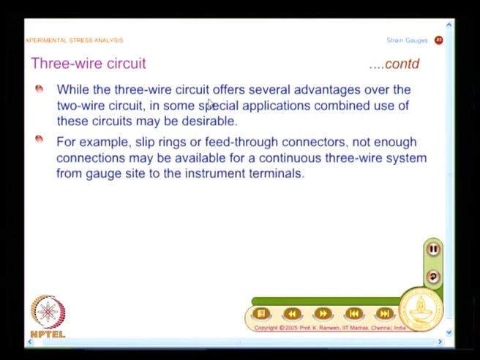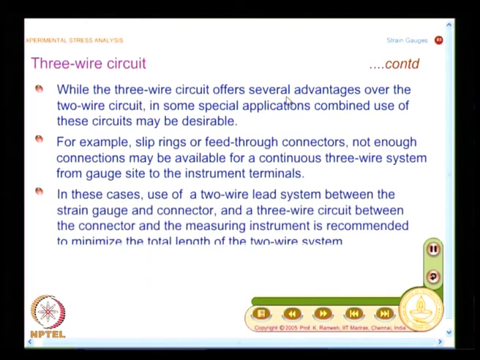See, a 3 wire circuit definitely offers several advantages, but you cannot use this always. There are reasons why we are unable to use it. The recommendation is, in some special applications, combined use of these circuits may be desirable. So, you can take one example. In the case of rotating components, if I have to make strain measurement, I have to attach a slip ring. The slip ring prevents twisting of the wires, and you have carbon bushes in this, but these slip rings come with a certain limited number of channels. You cannot increase the number of channels easily, and it will also have a certain number of tappings that you can do. 2 wire system, then I need only 2 points.